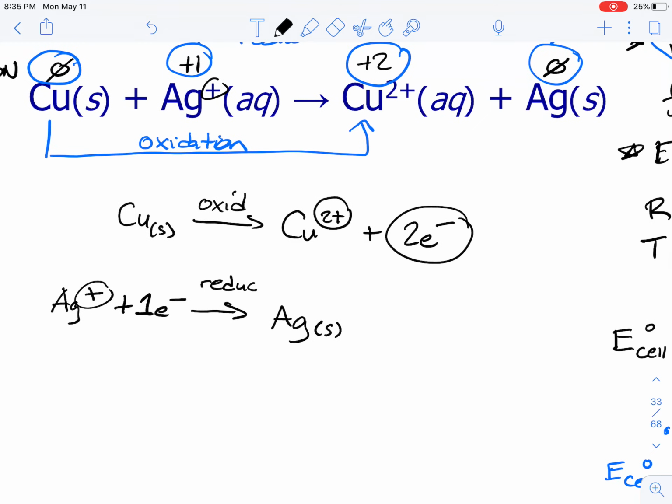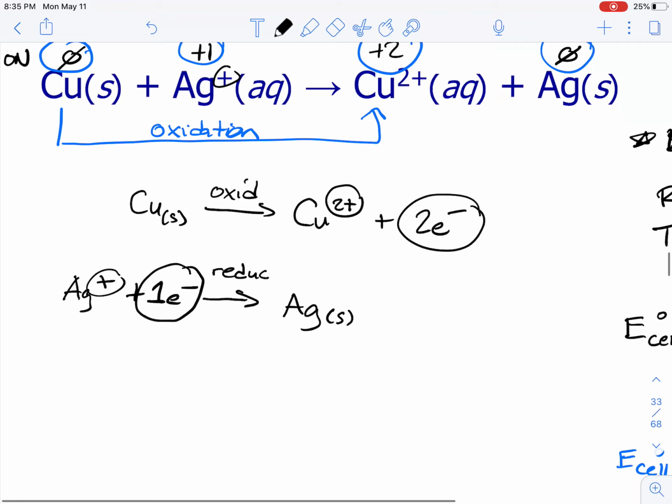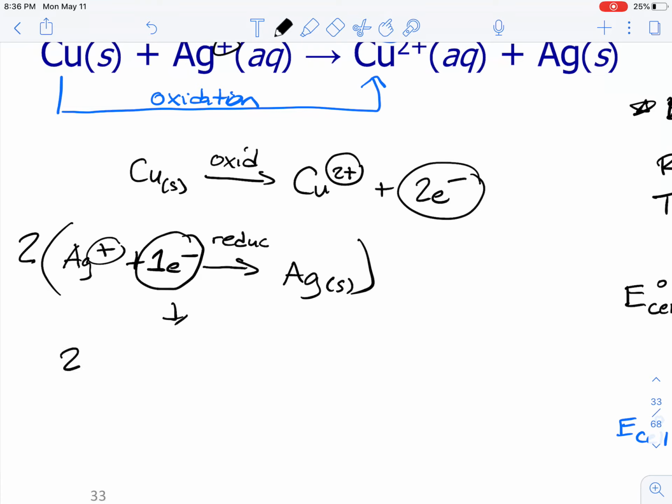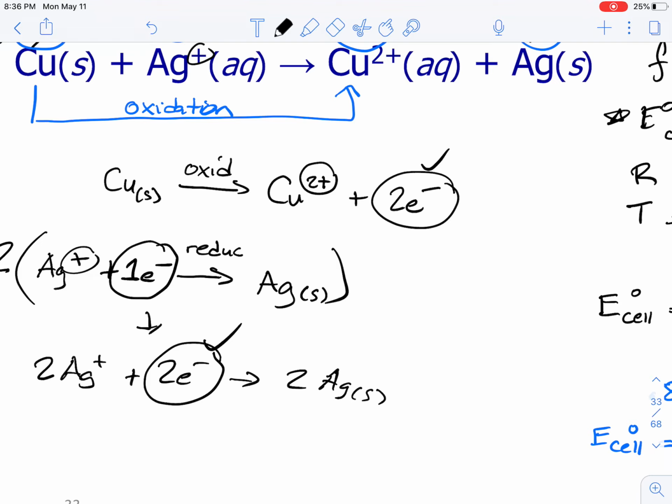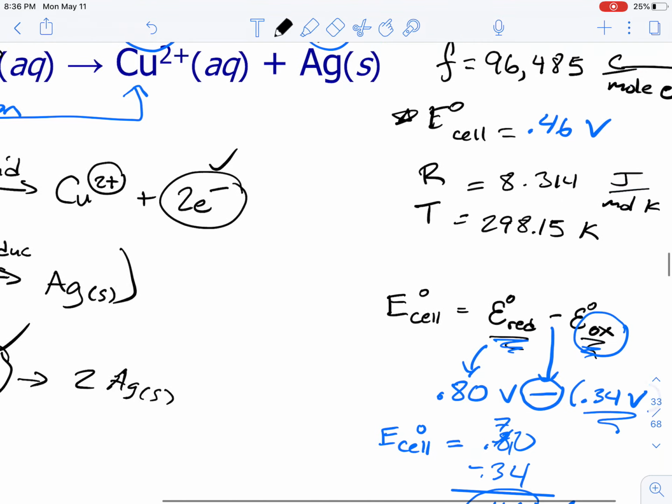So looking at my electrons here, notice that they're not the same. And so we would have to think of their common multiple, which in this case is 2, their lowest common multiple. And so if I were to multiply everything here by 2, I would get 2 silver ions plus 2 electrons to produce 2 moles of solid silver. So now that my electrons are balanced, that tells me that the number of electrons transferred from the oxidative half to the reductive half is 2 moles of electrons.